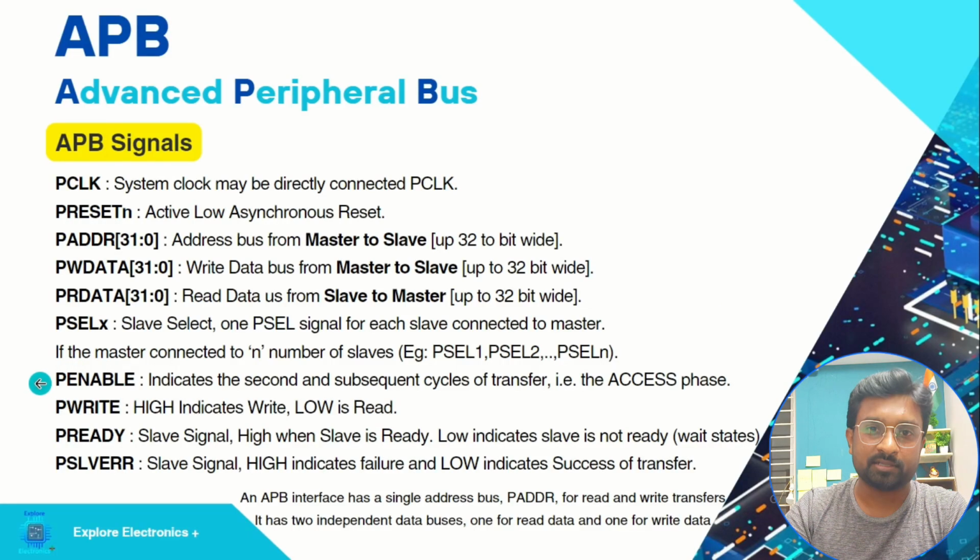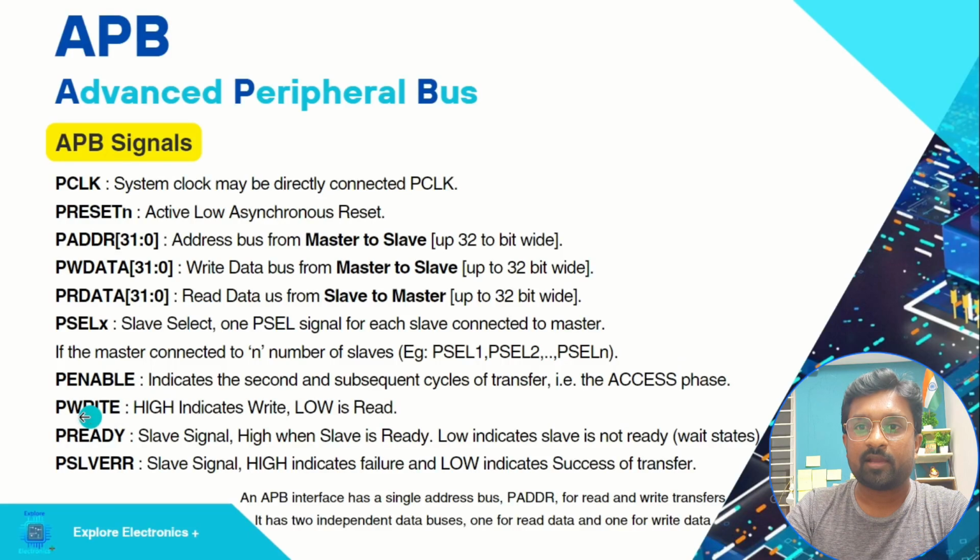We have P enable signal. As I said, the first thing is P select should be 1, and once P select is 1, then we move on to P enable. Master will enable the transaction. So this indicates the second and subsequent cycle of the transfer. Means the first cycle is P select. When it is 1, then P enable should be 1, then we say it is in access phase.